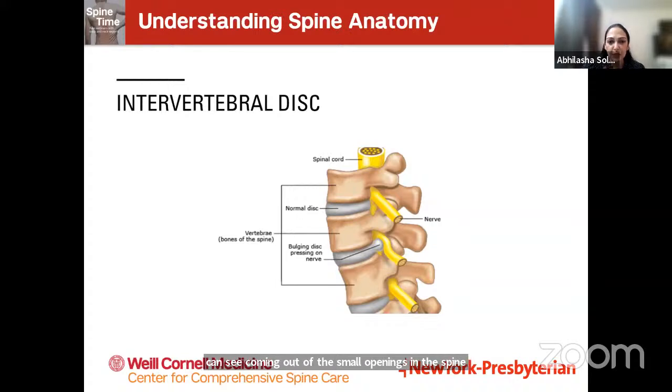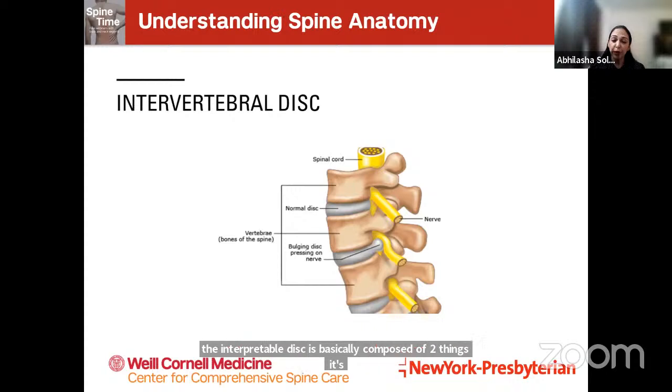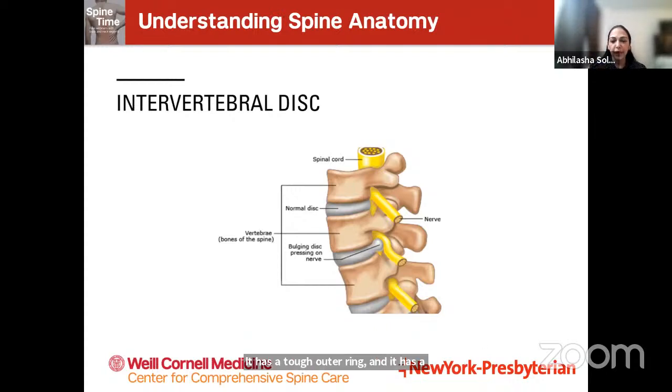Now, the intervertebral disc is basically composed of 2 things. It has a tough outer ring and it has a soft inside. And it's the tough outer ring basically which prevents the discs from moving much. Now, the purpose of the disc, as we all know, is to basically act like a shock absorber, pretty much something that prevents the spine from becoming unstable.